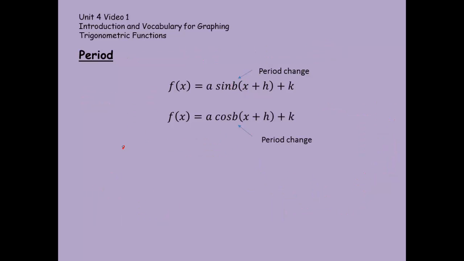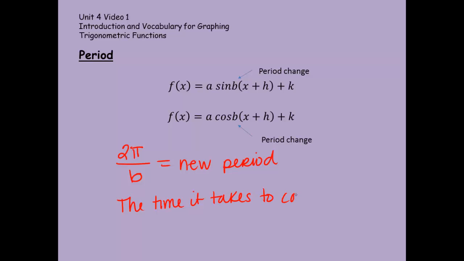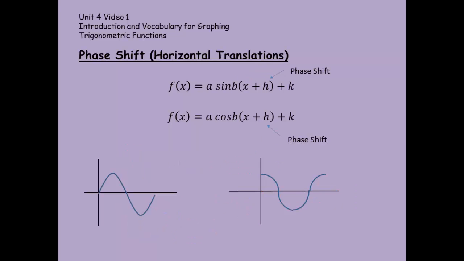So as we continue with period, what we do is we take 2 pi, our standard period, and we divide it by the b value. And this gives us our new period. And the period is, again, the time it takes to complete one full cycle of the trig function. Okay, and 2 pi is the standard period.